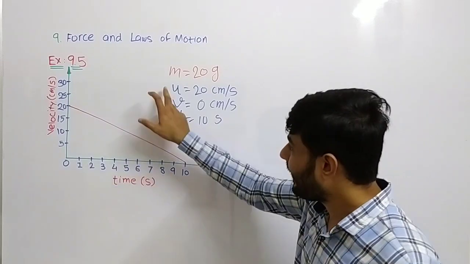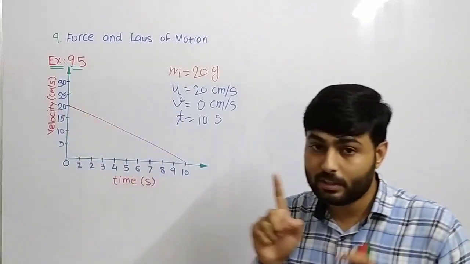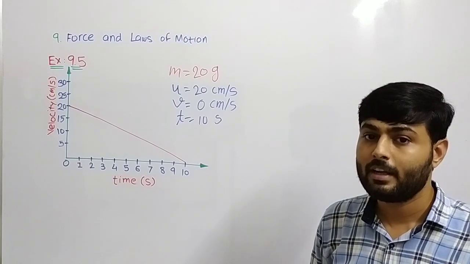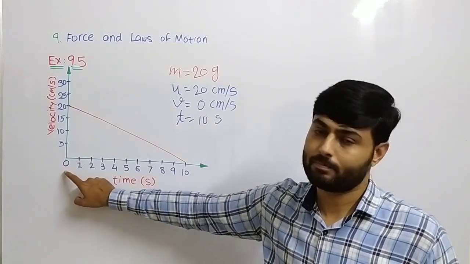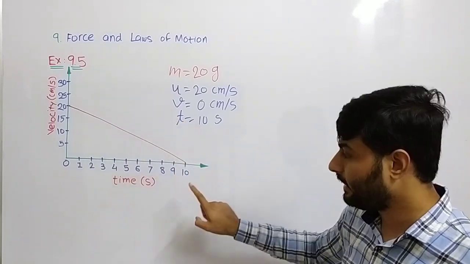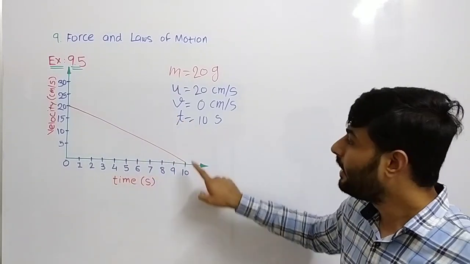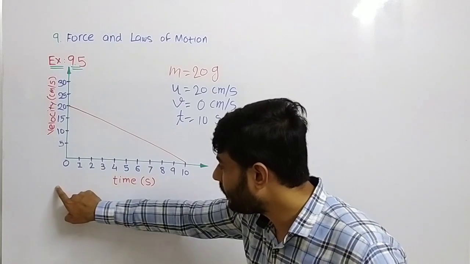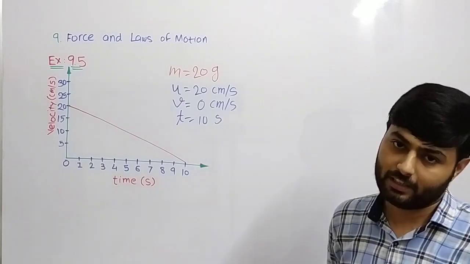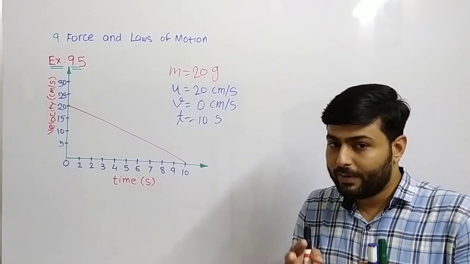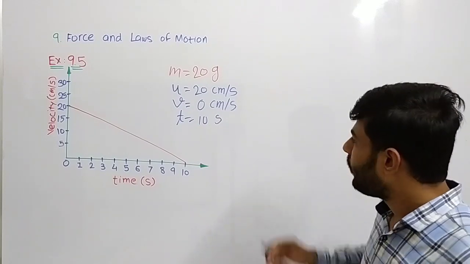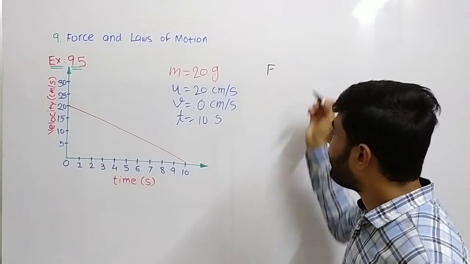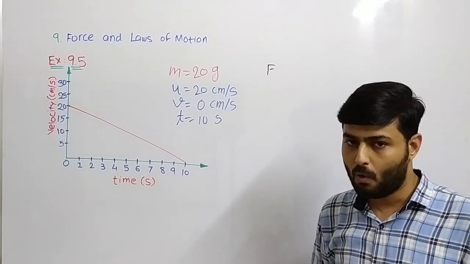So now we have all the given data by reading this graph. We derived the initial velocity, that is 20 centimeter per second. What is the time for the initial velocity? That is 0 second. Final velocity, that is at rest position, and the time for this velocity change is 10 seconds. So what do we have to find here? We have to find the force exerted by the table on the ball.